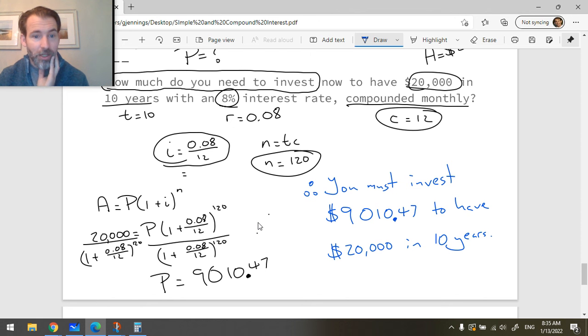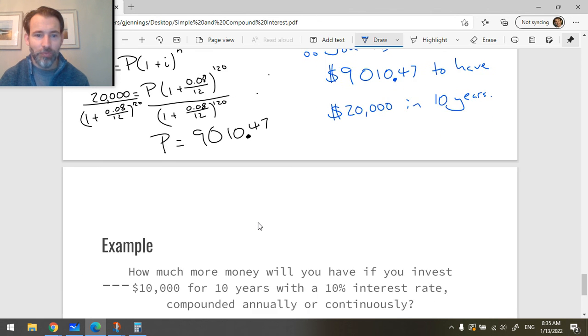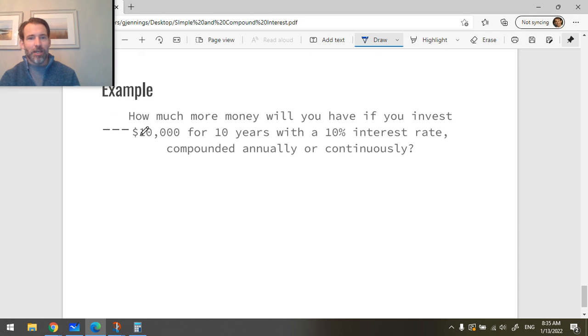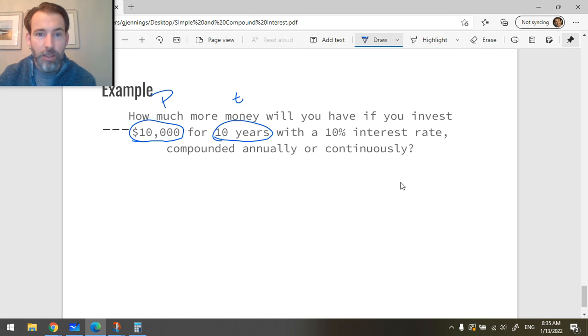You use your formulas, and sometimes you manipulate your formulas to get answers. Okay. Now, here's a harder question, but we've got nice numbers here. $10,000, 10 years, 10% interest rate, and we're going to compare compounding annually or compounding continuously. Okay, so now we're going to need to use this continuous number. So here, let's take a look at our numbers. Our principal is 10,000. Our time is 10 years. Our interest rate is 0.1. This is 10% expressed as a decimal.